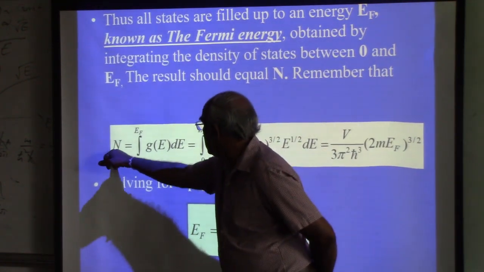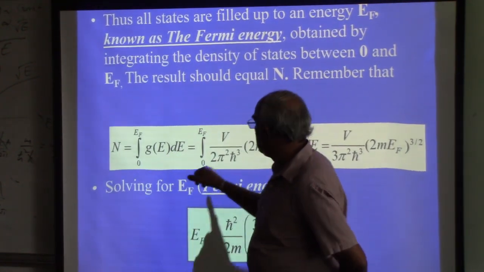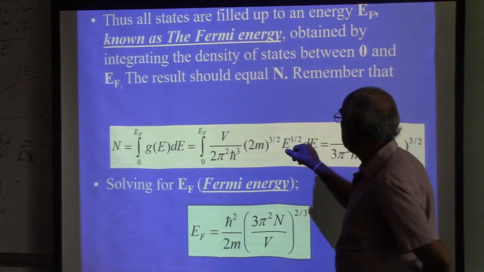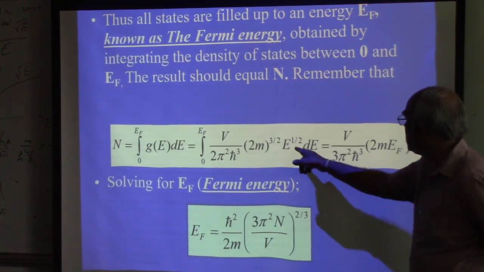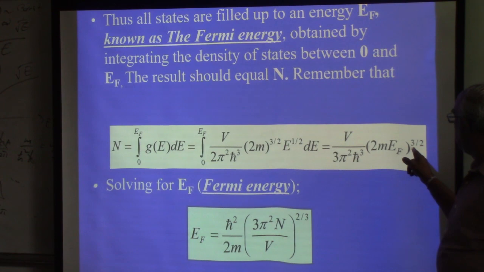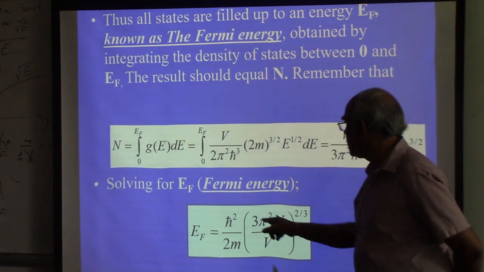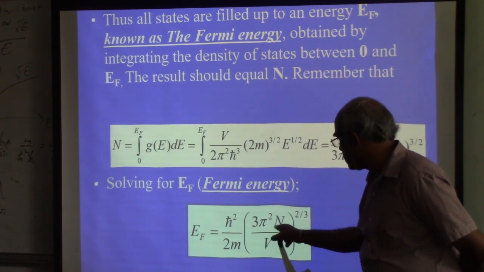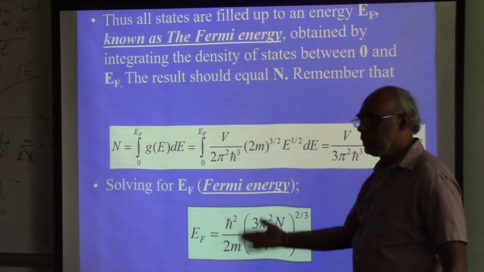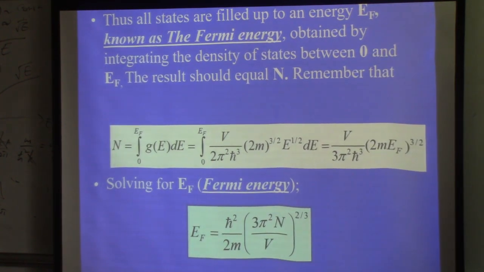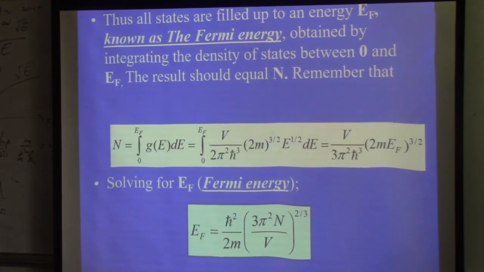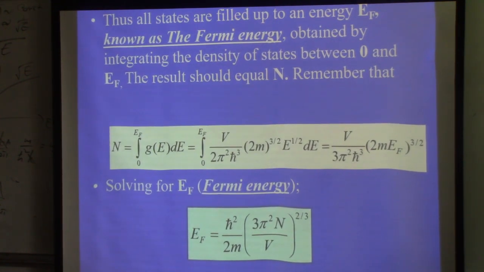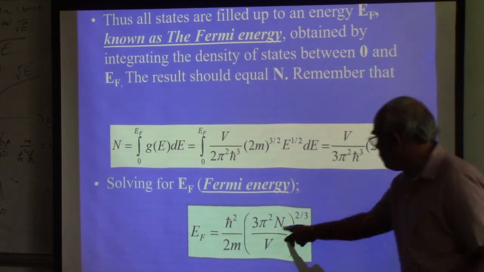So now I know the g(E) expression. Is this clear for everyone? We just put that expression in and do the integral; this becomes E to the 3/2. If you do this integral, you get that exact expression. EF, remember, is from 3 pi squared N over V, right? So that's another way to do that, starting from the Fermi energy.